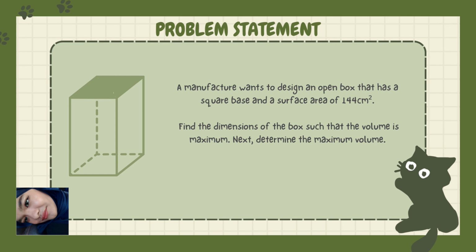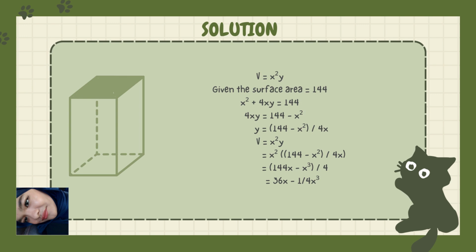Next, determine the maximum volume. Next, let's find the solution for this question. The goal is to find the dimension of a box that gives the maximum volume. The volume is expressed as V equal to x squared y, where x represents the side length of the square base and y is the height of the box.